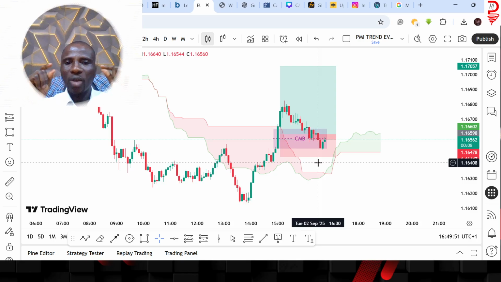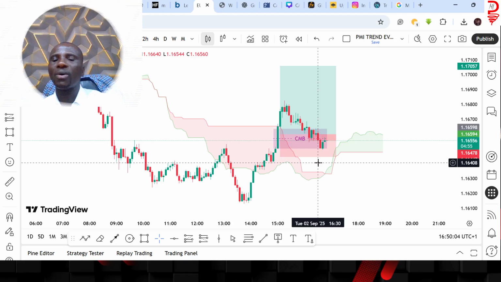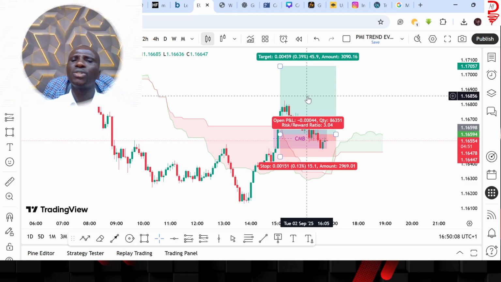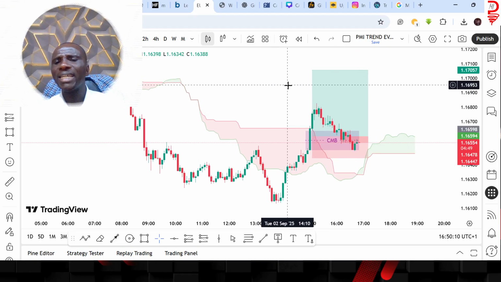So we have entered the trade now. We set our parameters, and the market has picked the trade. Currently, the trade is still in a loss. We are expecting that if probability falls in our favor, this trade will give us a ratio of 1 to 3. And this is how we position for the news release framework.